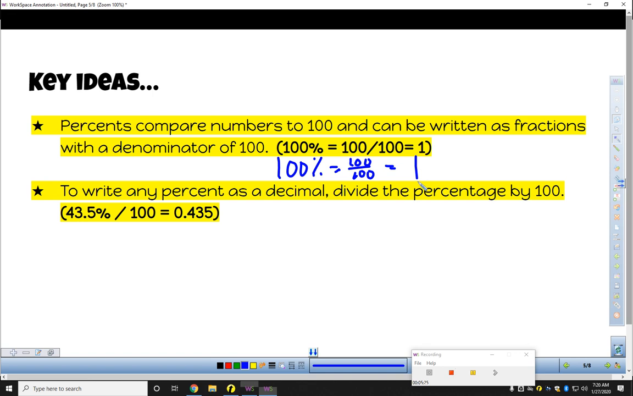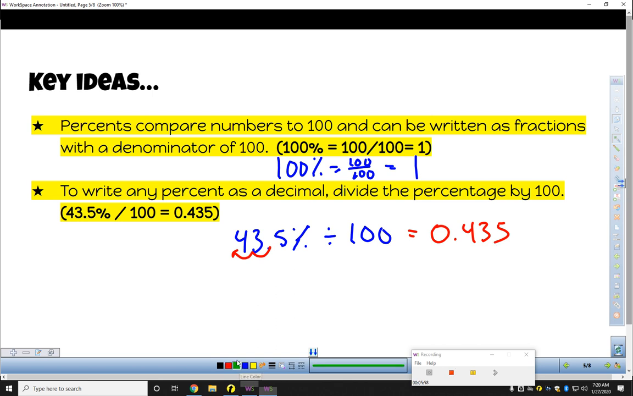You can also write any percent as a decimal by dividing that percentage by 100. For example here, I have 43.5%. If I divide just that by 100, that's my decimal point moving to the left. I end up with the percent as a decimal.